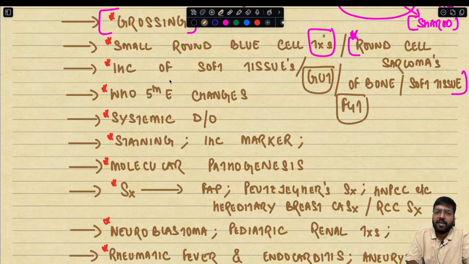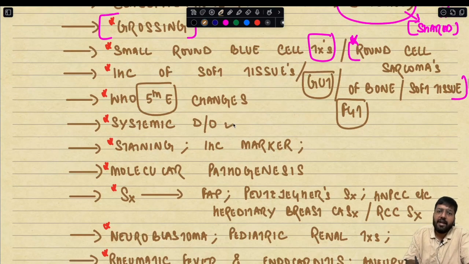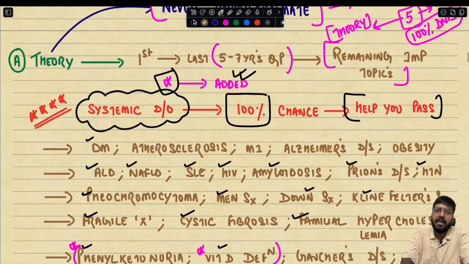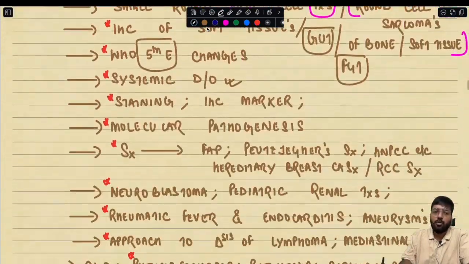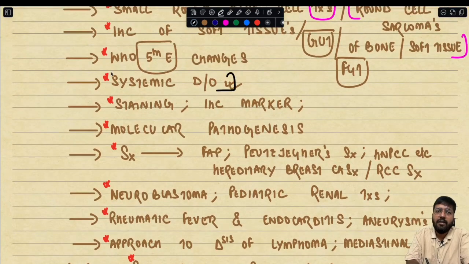Then WHO 5th edition changes. What are the changes in the current 5th edition? This question might come in recent advances, which means it is a paper 4 question, but it might be asked in paper 2 as well. So all the WHO 5th edition changes and the updates have been discussed separately in each of these sections of systemic pathology. Whatever systemic disorders I have discussed over here, all this section on systemic disorders, they might be asked in paper number 2 as well. Like atherosclerosis, diabetes mellitus, they might ask you in paper number 2 as well.